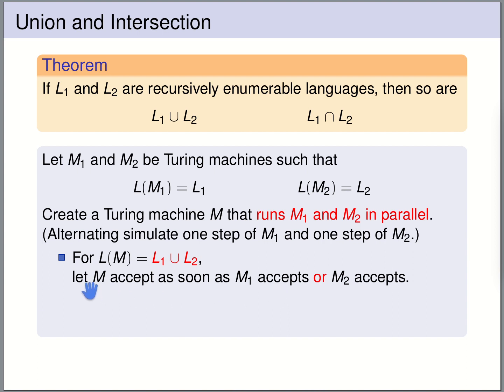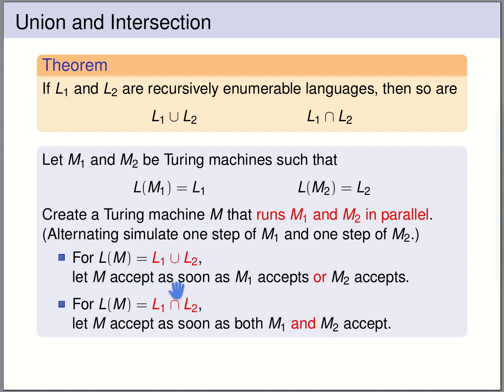Now for the intersection, we need a different acceptance condition. If we want to have the intersection, then M will wait until both M1 and M2 have accepted. So if we wait until both accept, then we get the intersection of the two languages. So we can construct a machine for the union as well as a machine for the intersection by running both machines in parallel, simulating them, alternating one step of the first machine, one step of the second machine.